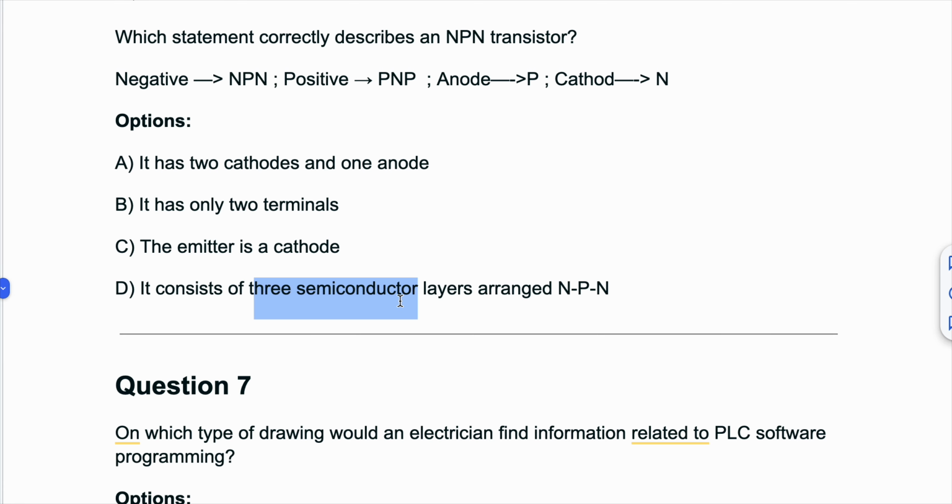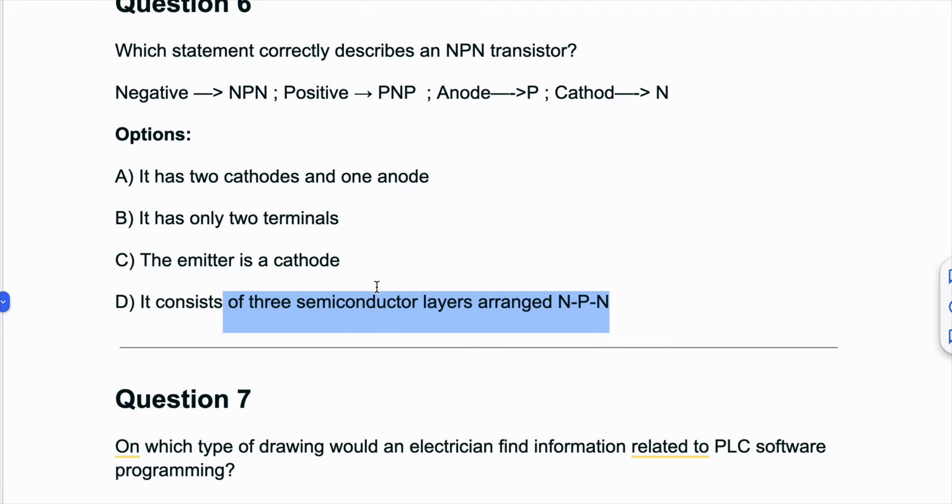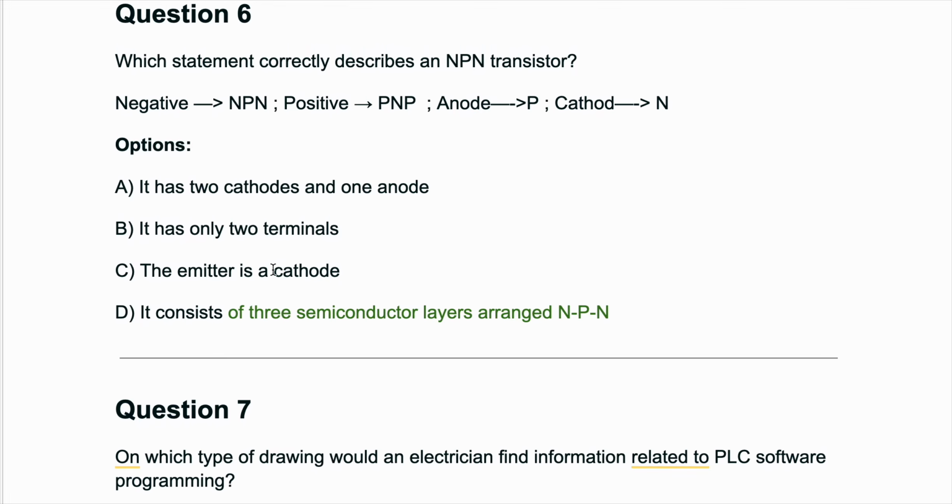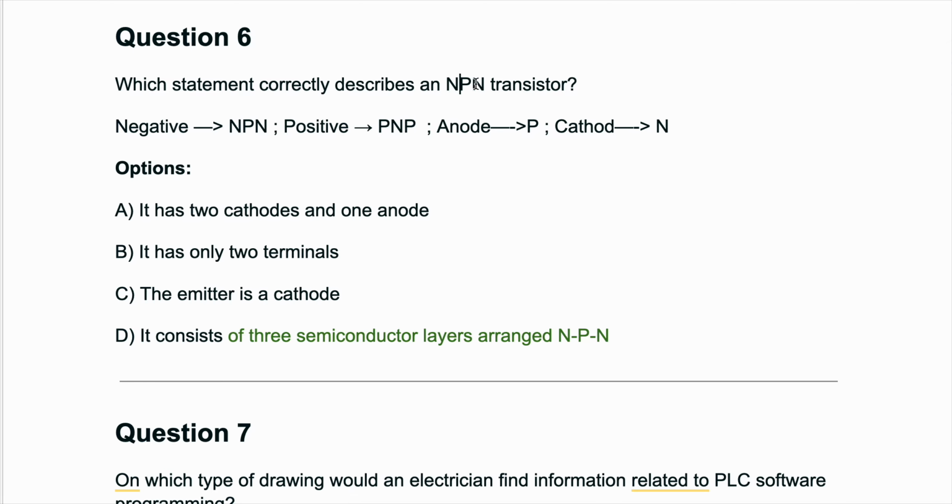We have three semiconductors: semiconductor N, semiconductor P, and semiconductor N. So this answer is correct, three semiconductor layers arranged NPN, and this is the negative type. So this can be the answer. But I think this question has three correct answers. In transistors we have three different leads: emitter, base, and collector. The emitter is N and N is cathode, so the emitter is a cathode. So this answer is also correct.